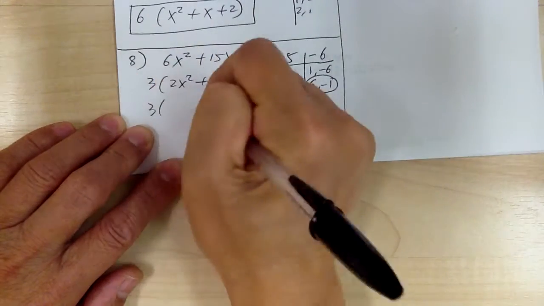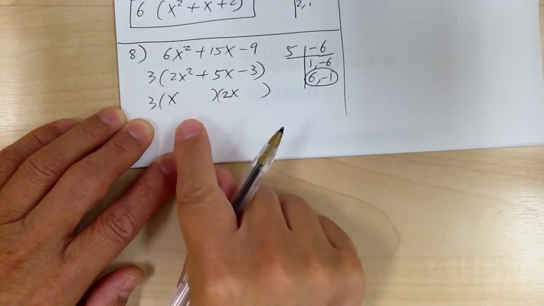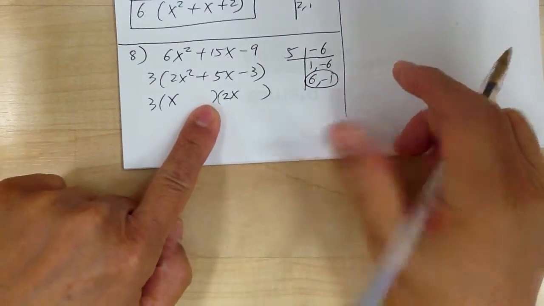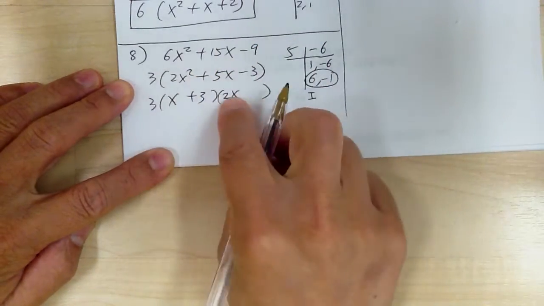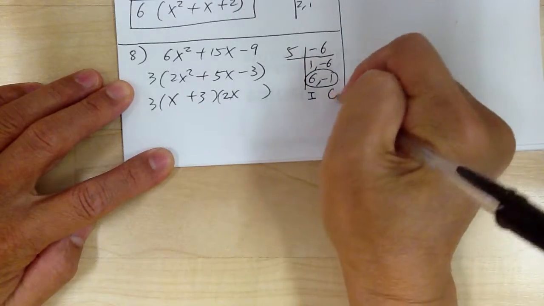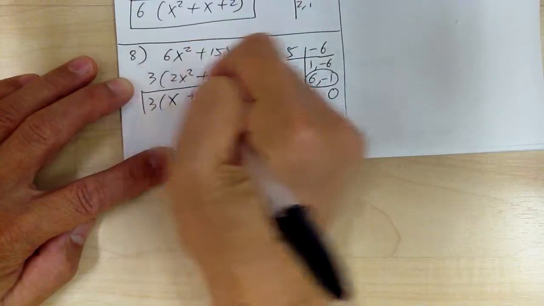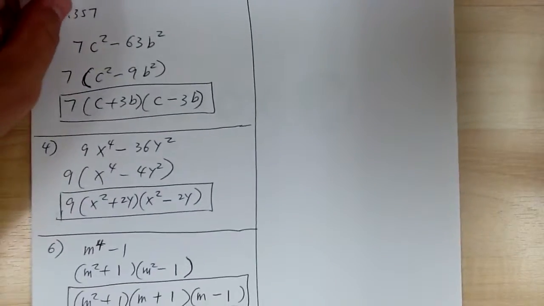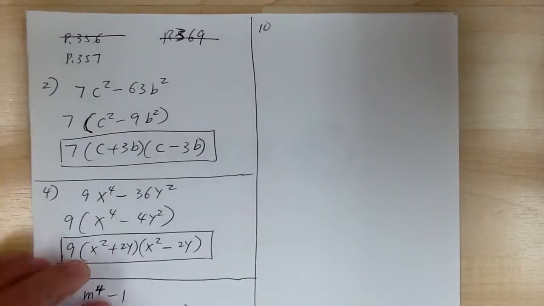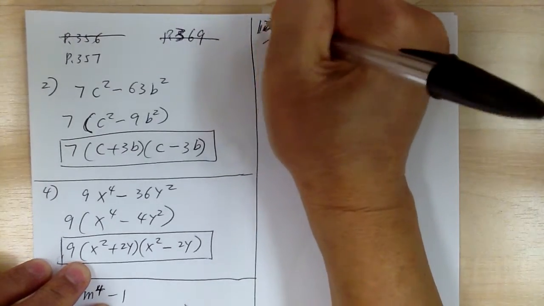Okay, so get 2 sets of parentheses. So you're going to get x, 2x. So this is the f, right, for your method, f. So you have to do the inside first. So this will be the inside. So it will be plus 3, right? 2 times 3 give you 6. And this would be the outside. So 1 times negative 1 give you negative 1. And that's it for number 8. Okay. Let's go to number 10. Oh, we did number 10 already. Let's go to 12.